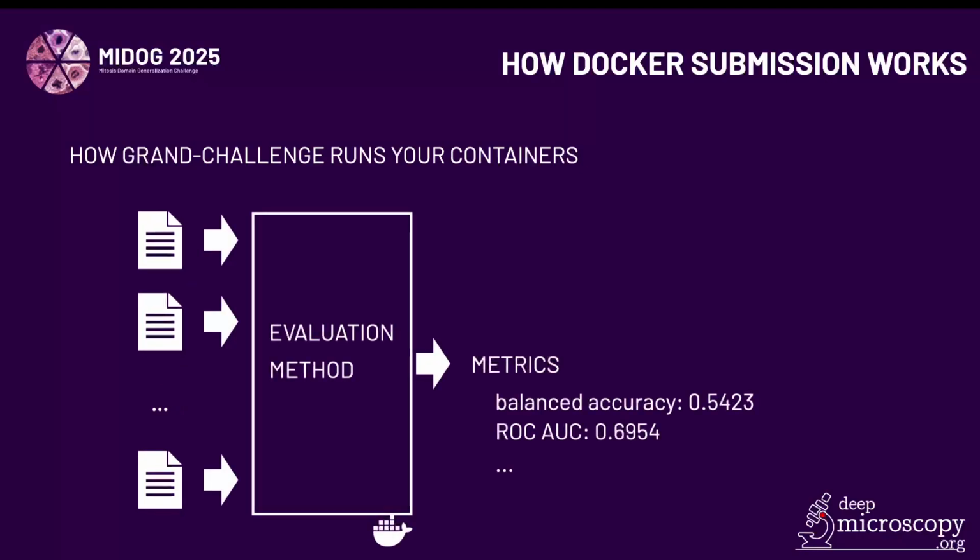Next, those results are fed into an evaluation container, which knows the ground truth and thus can calculate those metrics that we need. For example, balanced accuracy, which is the leading metric in this track, or the area under the receiver operating characteristic curve.